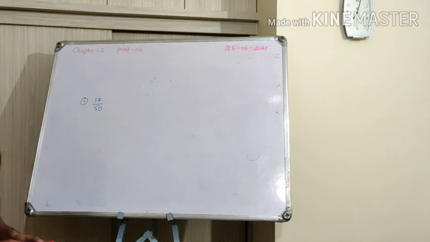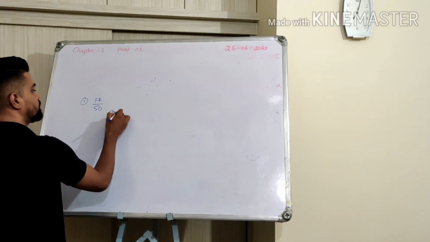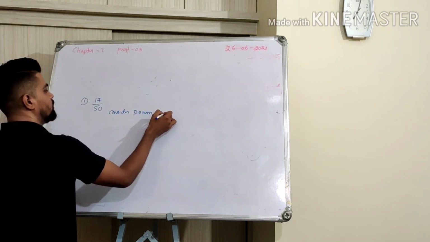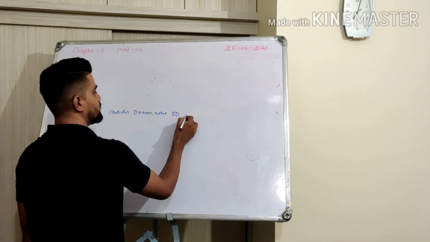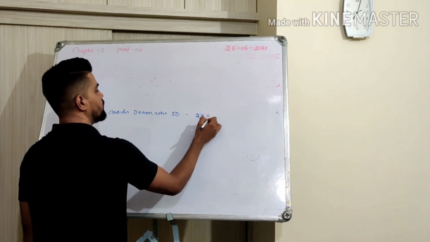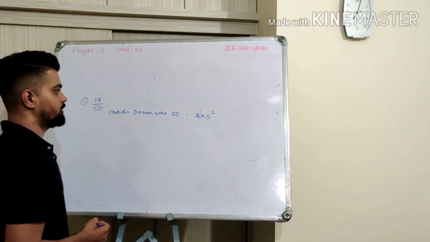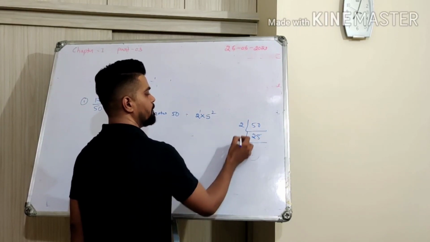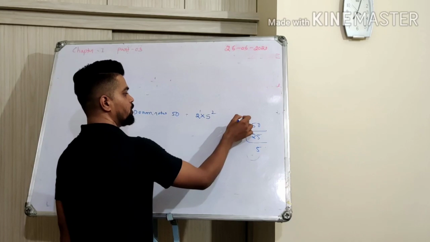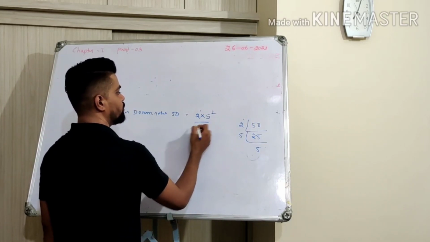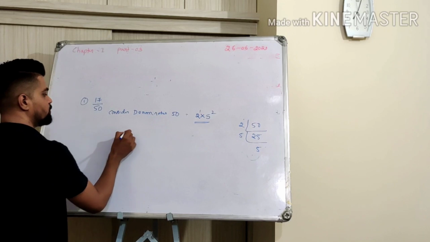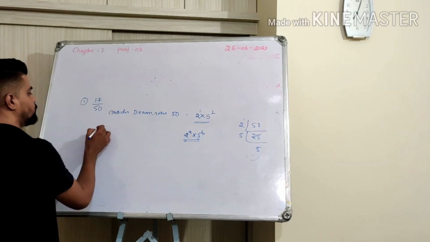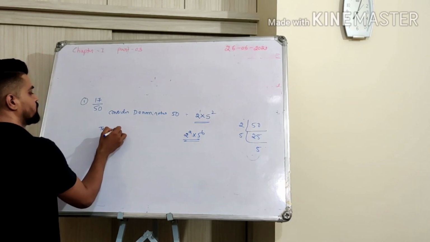So now what will you do? Tell me. Consider the denominator, the divisor, 50. Now 50 can be written as what? 2 into 5 square. 2 power 1 into 5 square. If you don't understand, if we do this division, 2 into 25, and 25 is 5 into 5. So now I have got 1 times 2 and 2 times 5. So 2 power 1 into 5 square. So obviously the denominator is represented in terms of 2 power a into 5 power b. So it is in this format. So this is going to be a terminating decimal.